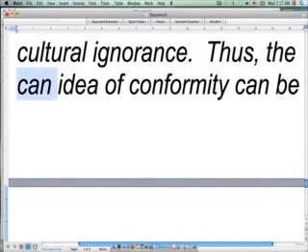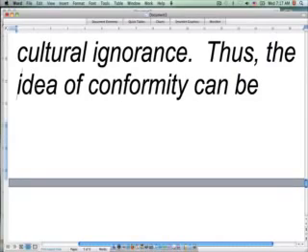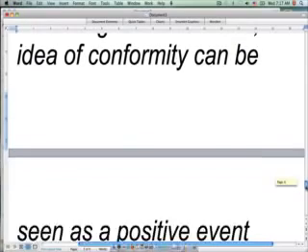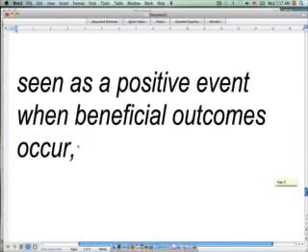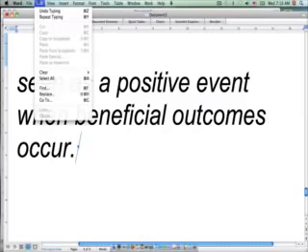What's going on here? The idea of conformity can be seen as a positive event when beneficial outcomes occur. Okay, now we're going to the other side of the argument, and we're going to show an instance when conformity led to something negative.